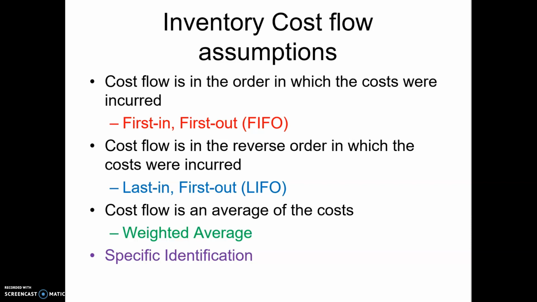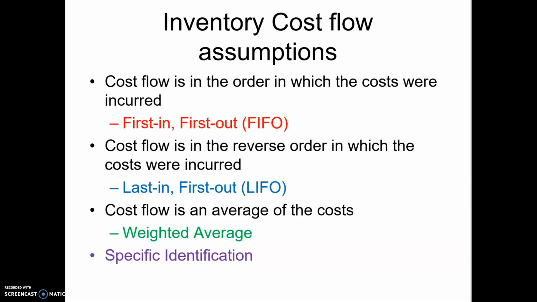So the cost flow assumptions may or may not be the same as how the goods actually flowed through the company. So one cost flow assumption is that the costs flow in the order in which the costs were incurred. This is the first in, first out method.